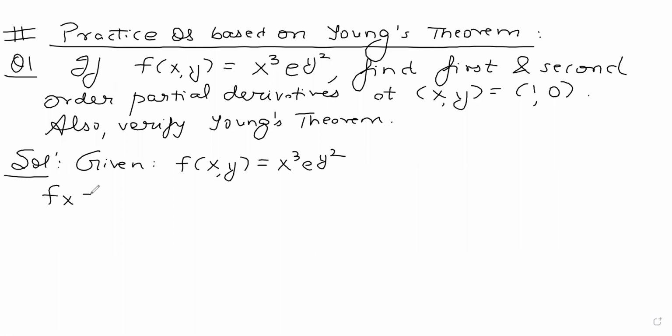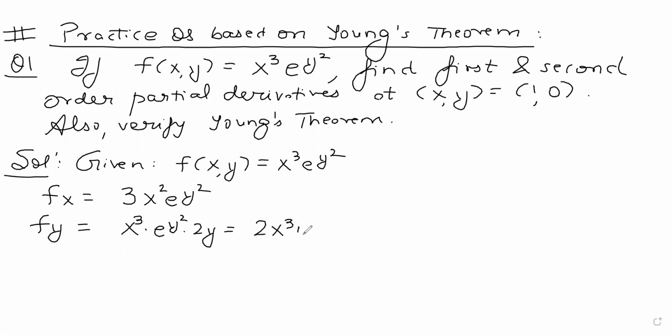So fx will be the partial derivative of the function with respect to x, which is 3x square e to the power y square. Fy will be the partial derivative of the function with respect to y, which is x cube into e to the power y square into the derivative of y square, which is 2y, so 2x cube y e to the power y square.